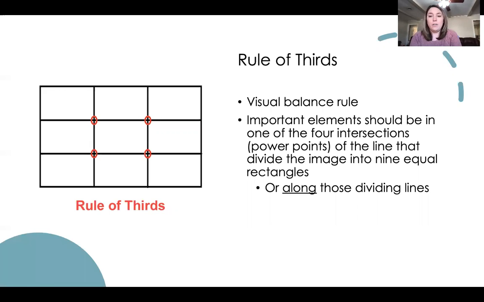But that's really not what you should be doing. So it's a visual balance sort of rule. Basically, you take whatever you're looking at and you divide it into 9 even rectangles. So you split the top into thirds and then you split it vertically into thirds. And then you really want your main visual elements to be at one of these 4 intersections or on one of the lines that divide the image. Okay.